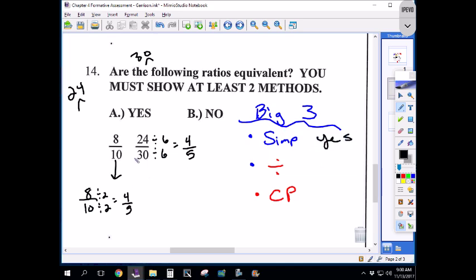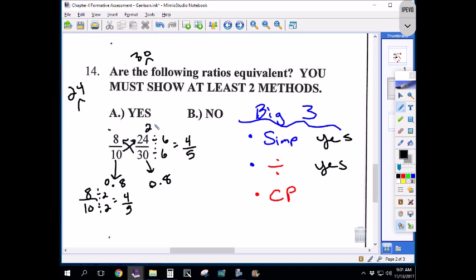So far it's yes. Okay, now let's go ahead and divide them. If I divide 8 divided by 10, I'm going to get 0 and 8 tenths. If I do 24 divided by 30, I'm going to get 0 and 8 tenths. So based on the division, are they equivalent? Yes. Now we'll do cross products. That's where we multiply them diagonally.